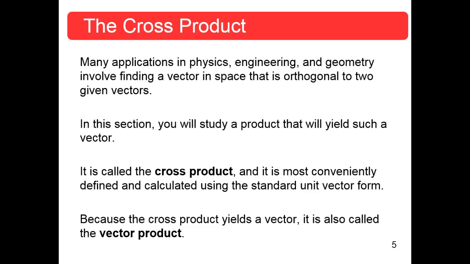Many applications in physics, engineering, and geometry involve finding a vector in space that is orthogonal to two other vectors. For instance, this is something I don't know if you've run into before, I think we have, but if not, we will run into it.